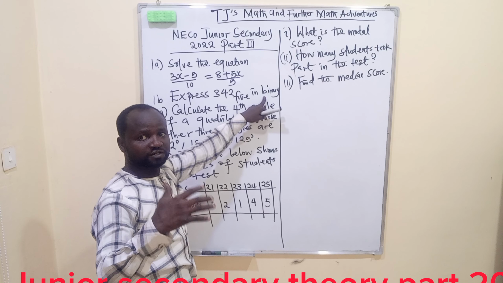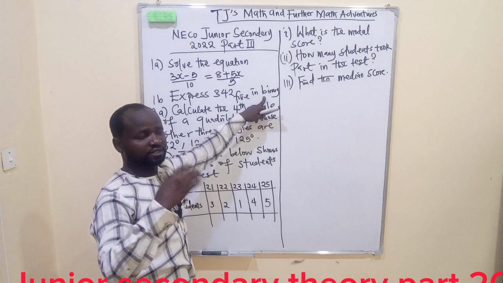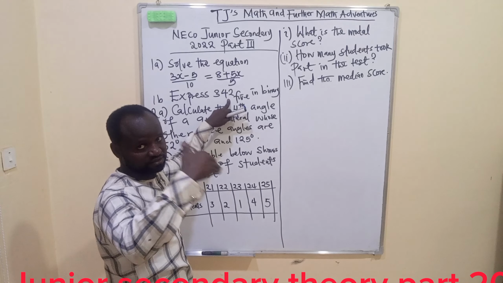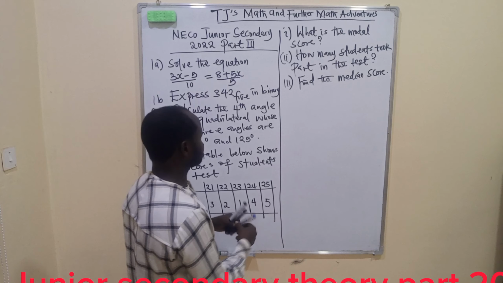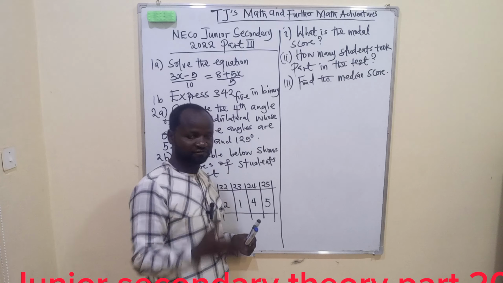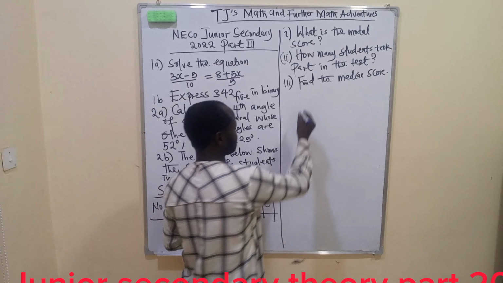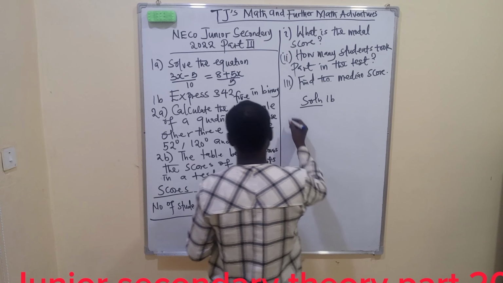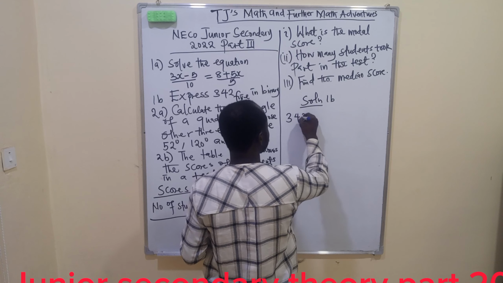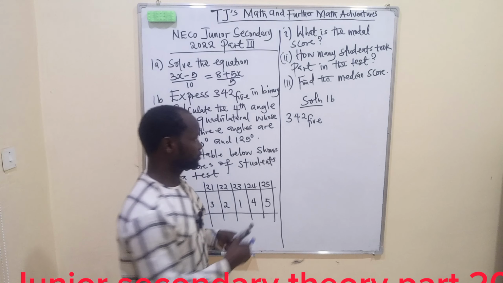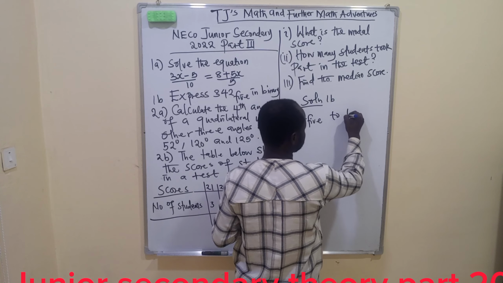Anytime you are converting from any other base rather than base 10, the first thing for you to do is to convert to base 10 first. So let's write down the solution to 1b. We have 342 in base 5. The first thing for us to do is to convert this to base 10.